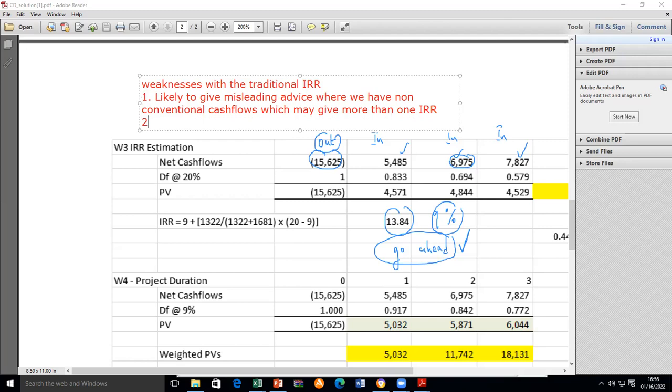Next, it's also based on an unrealistic reinvestment assumption. What is that assumption?